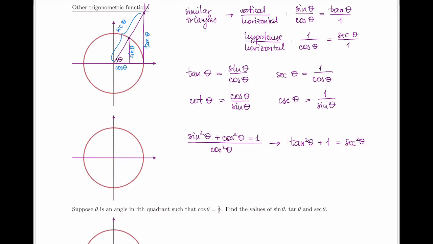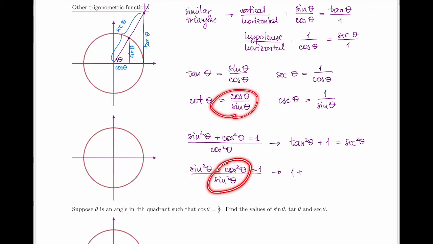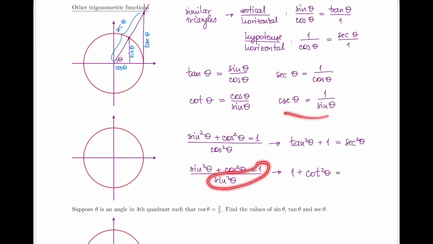But I didn't have to divide by cosine. I could have divided by sine. So let's see what this will give me. Sine squared theta plus cosine squared theta equals 1. If everything is divided by sine squared theta, then, again, going piece by piece, sine squared over sine squared is 1, plus cosine squared over sine squared of theta. Cosine over sine is cotangent. Everything is squared, so this will be cotangent squared. And on the right-hand side, I'm going to get 1 over sine squared, which will be cosecant squared theta.